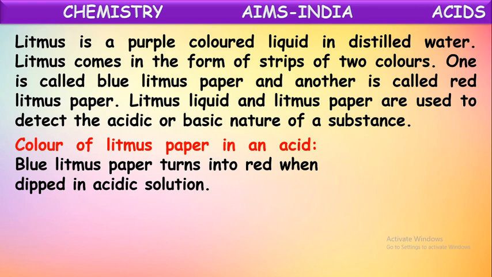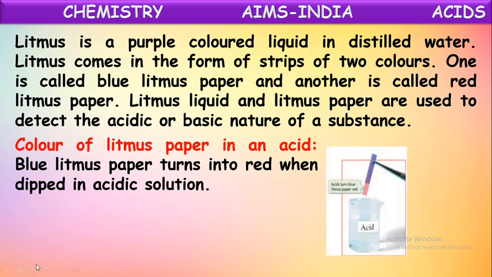Now, the color of litmus paper in acidic solutions. When we dip a blue litmus paper into an acidic solution, it turns red. See, they have taken a blue litmus paper and dipped it in the acid solution, and it turns red. When a blue litmus paper turns red after being dipped into a solution, we can say that the solution is acidic in nature. In that way, we can identify acidic solutions by taking blue litmus paper as an indicator.